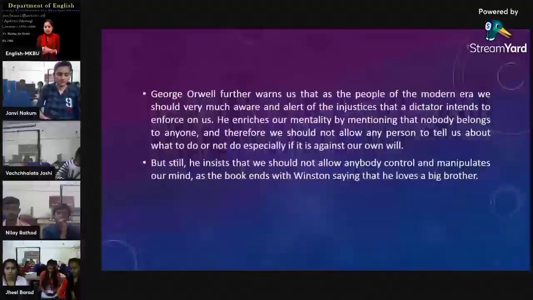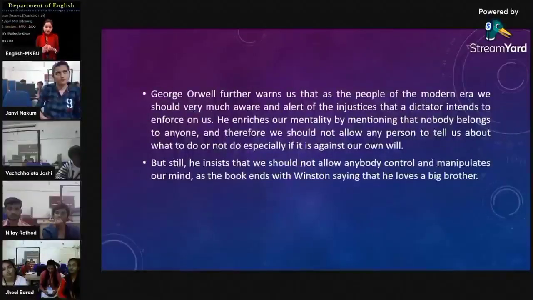George Orwell further warns that people in the modern era should be very aware and alert to the injustice that dictators intend to enforce on us. He mentions that nobody belongs to anyone, and therefore we should not allow any person to tell us what to do or not to do, especially if it is against our own will. He insisted that we should not allow anybody to control and manipulate our mind, and the book ends with Winston saying that he loves Big Brother.